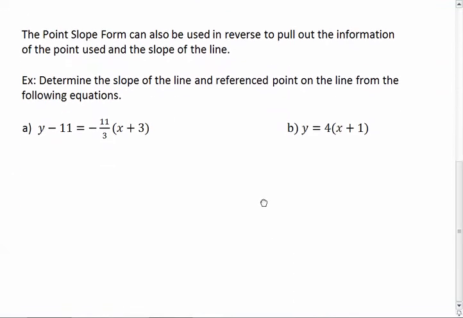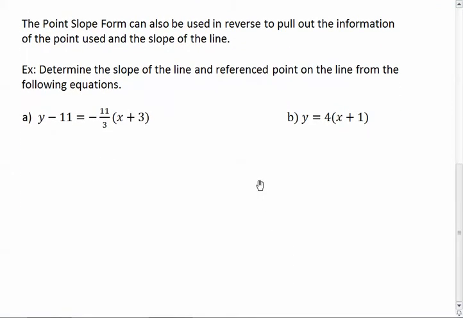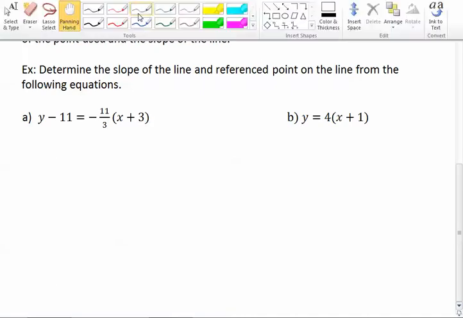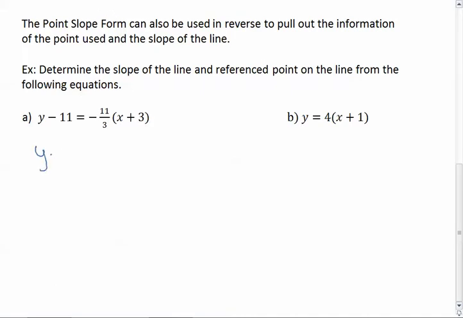So let's take a look here. We can also use the point-slope form in reverse, so we can pull information out. That is, what was our reference point, or the point being referenced, and what was the slope of the line. So let's take a look here. We're going to compare these to y minus y1 is equal to slope onto x minus x1. We're going to pause here, and I want you to find the value of y1, m, and x1.